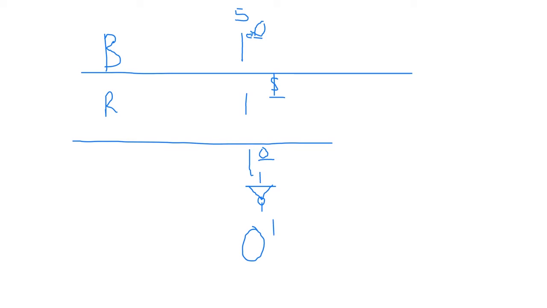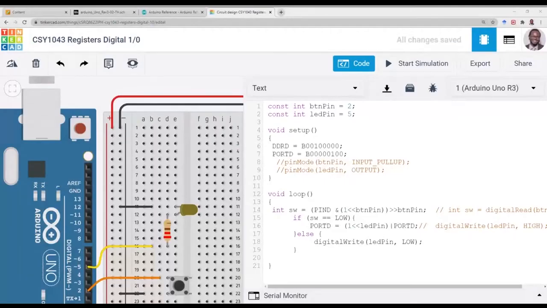So this is how we toggle the LED. Going back to the screen, back to Tinkercad now. Let's comment out the digital write. What we are interested in is to write to a port, and we want port D to be equal to, first of all, our reference, shifted to the LED pin position, which is pin 5 in this case.